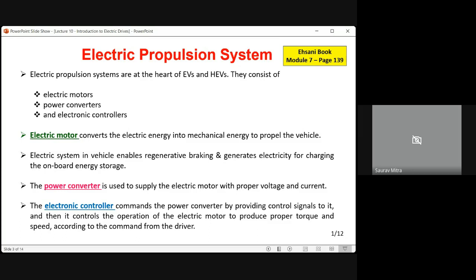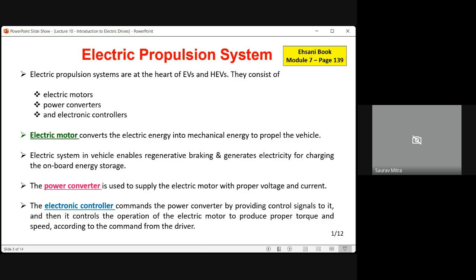An electronic control unit, which is a microcontroller, a very smart microcontroller, will tell the whole power system that yes, more power is to be connected to the electric motor because the driver is asking so. In that case, the power converter is going to change its input output configuration. The electronic controller will generate the control signal. It will control the power converter so that more power from the battery will be taken and channelized to the electric motor.